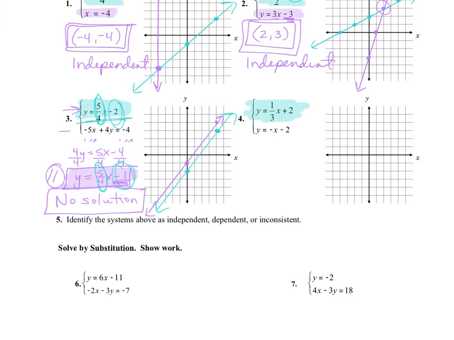y equals 1/3 x plus 2. We're going up 2 to our y-intercept, and then up 1 over 3, or we can go down 1 to the left 3 to keep that going. So this is our first line. Okay, so we have that.